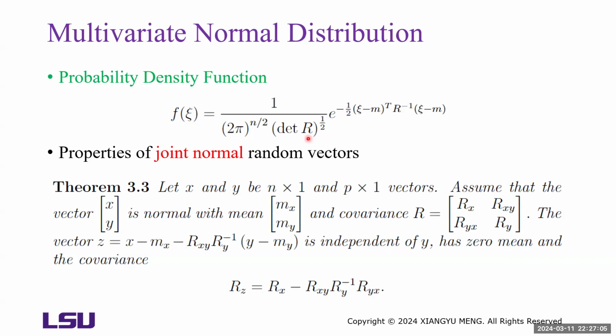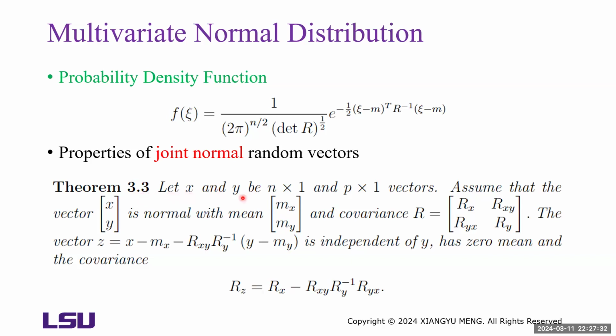It is of interest to consider the properties of two vectors which are jointly Gaussian or jointly normal. Then let's introduce three theorems to discuss the properties of jointly normal random vectors. The first theorem is theorem 3.3. It is stated like this.